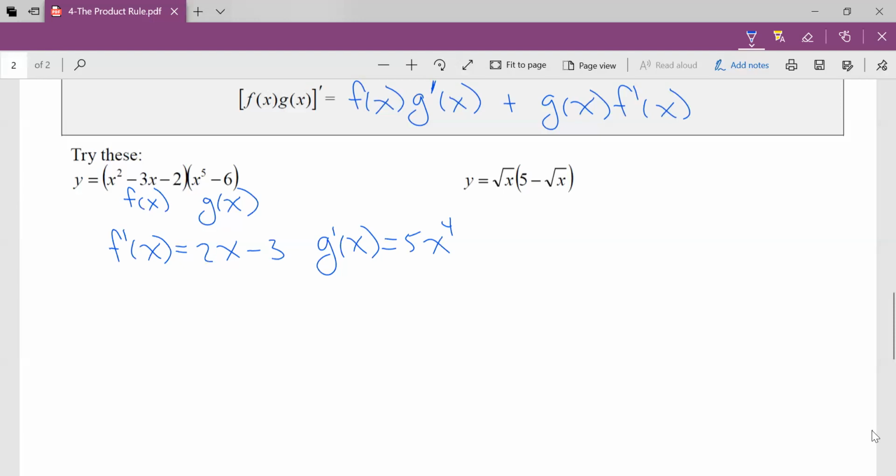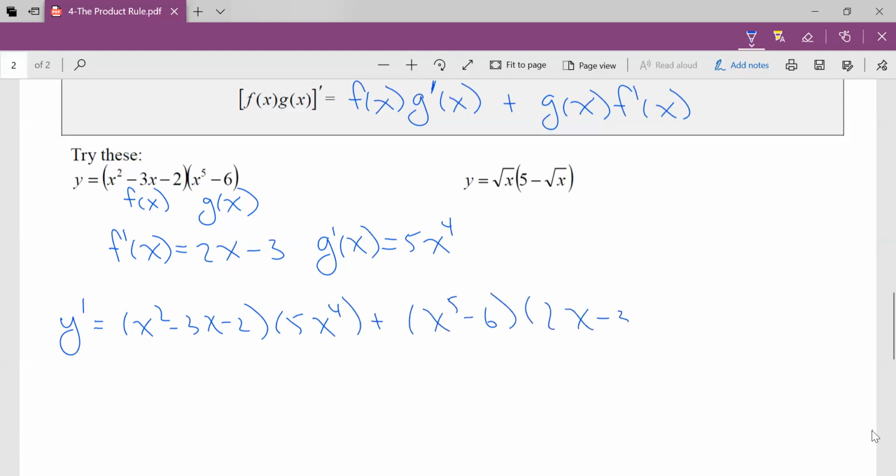Now let's take the derivative. It's the first, so f(x), times the derivative of the second, 5x^4, plus the second, g(x), times the derivative of the first, 2x minus 3. That's it, friends. That's the product rule.